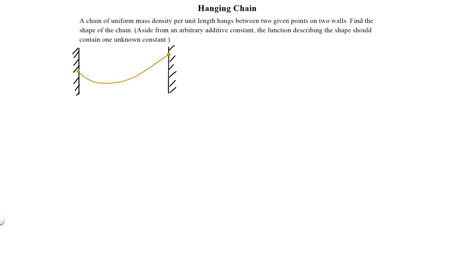It says a chain of uniform mass density per unit length hangs between two given points on two walls. Aside from an arbitrary additive constant, the function describing the shape should contain only one unknown constant. When I see this, besides the additive constant, that obviously means we're going to do some integration. That's everyone's famous missed answer in the calculus problem, the plus c, you know? When in doubt, plus c.